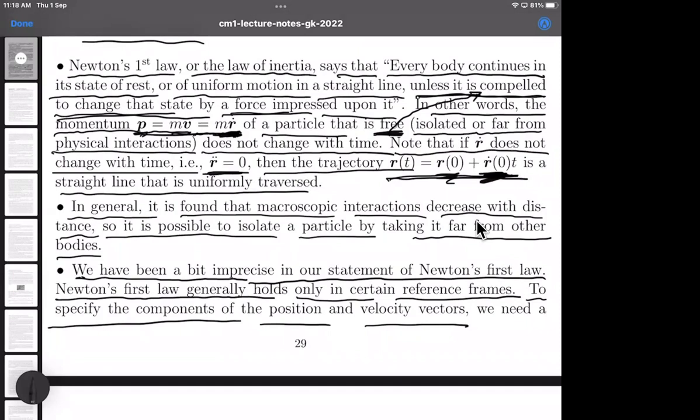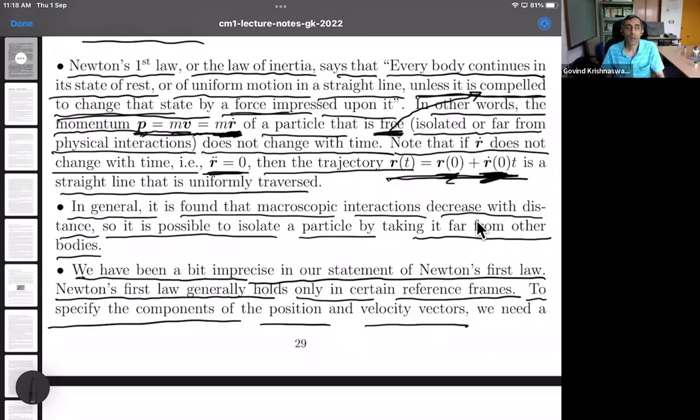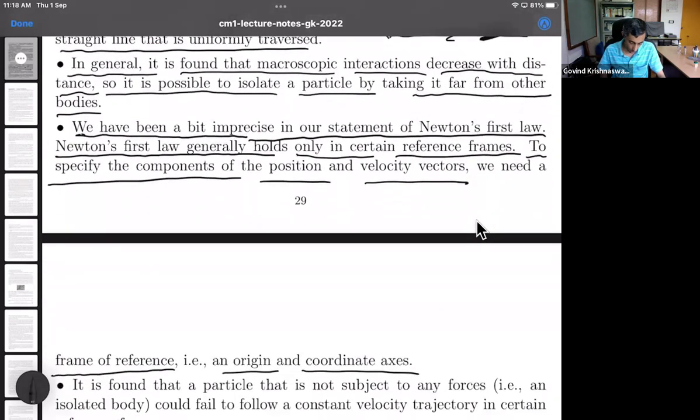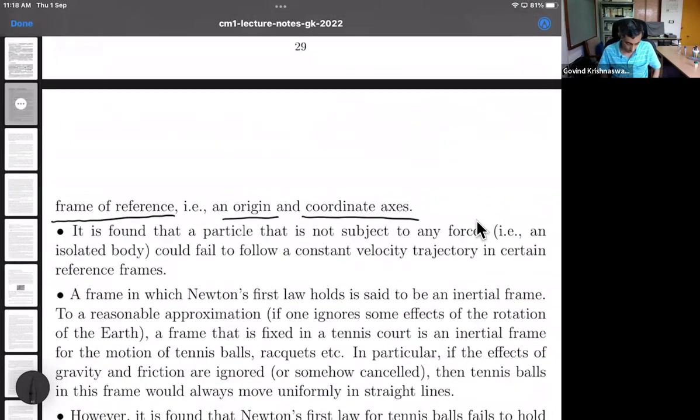So when we say in a cavalier fashion, in a colloquial way, that Newton's first law says that in the absence of forces, every body moves in a straight line uniformly, we are omitting certain qualifying statements as to who is observing this particle, or from which frame it is being observed. That needs to be said, and therein lies the crux of the matter. Let us see what the answer to those questions are.